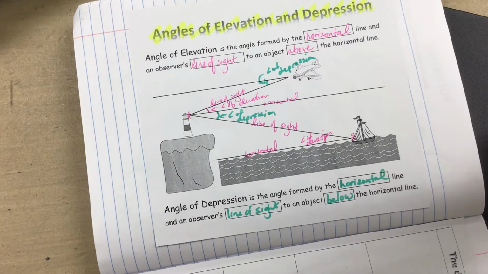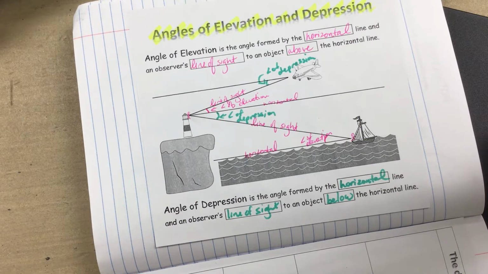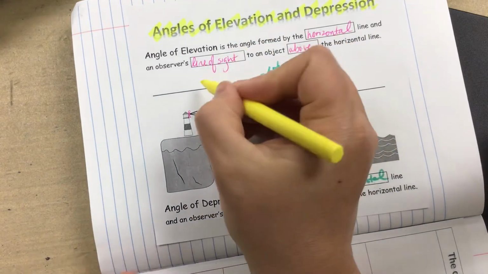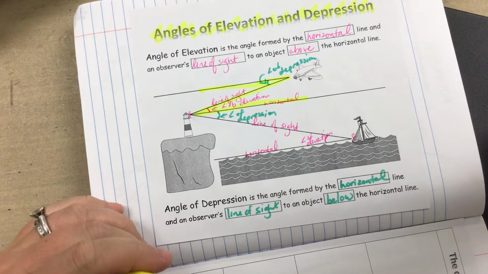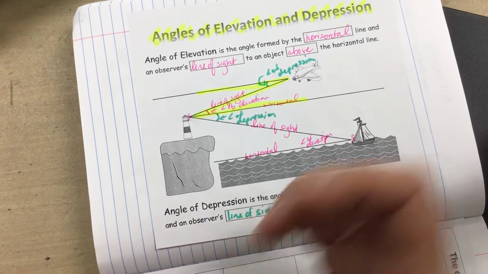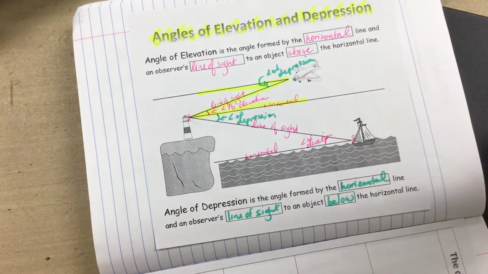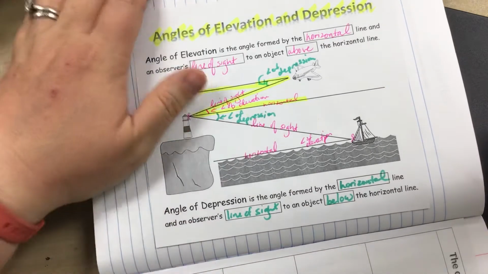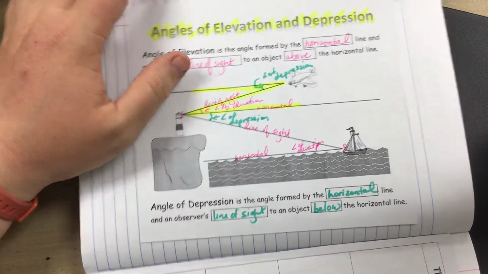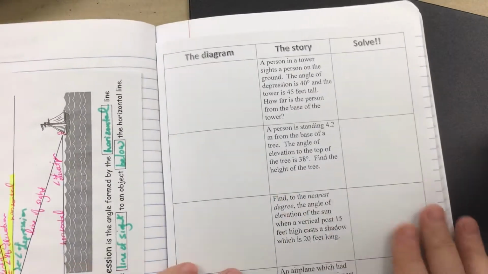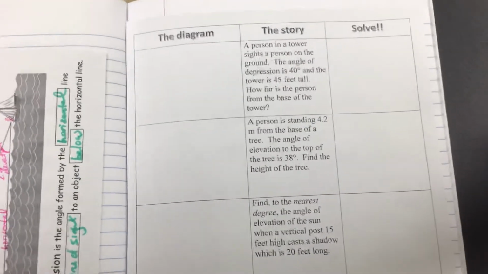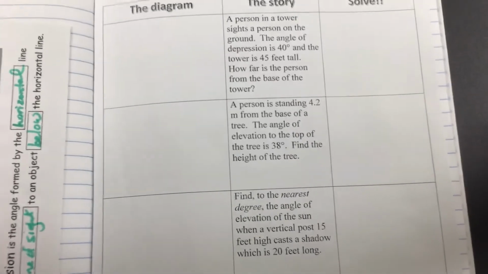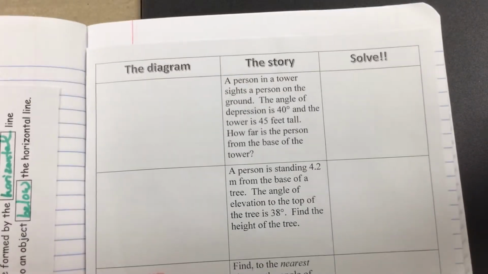Keep in mind, your angle of depression and your angle of elevation are going to be congruent within the same picture. If you think about those two highlighted lines here, those are alternate interior angles, and your horizontals are going to be parallel. So your alternate interior angles are always congruent. What we're going to do next is take a look at some scenarios, come up with a diagram, and then talk about how to solve the problem. I'm going to zoom in a little bit to make it easier to see.